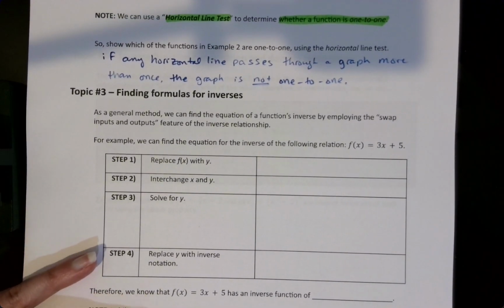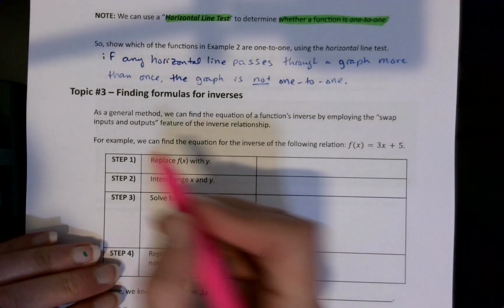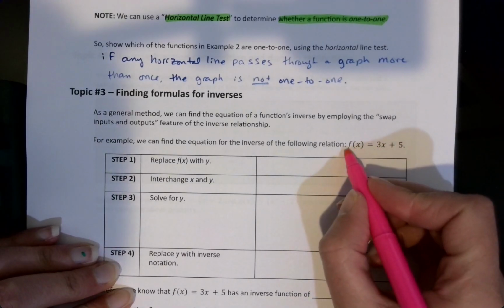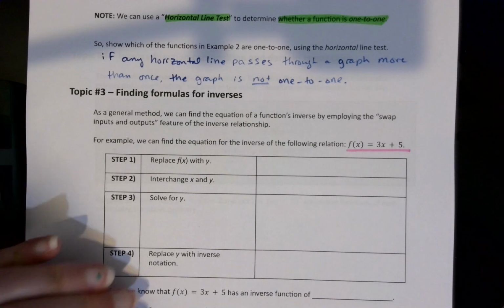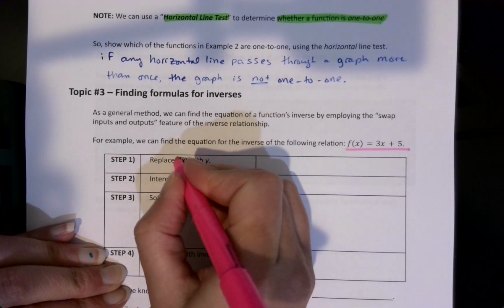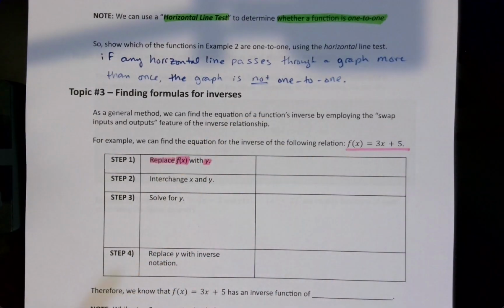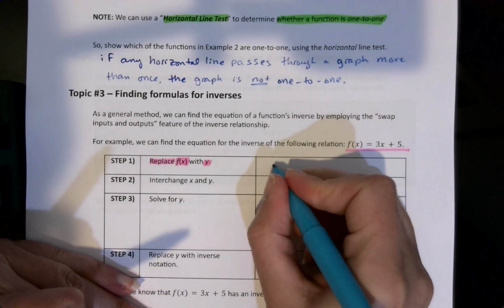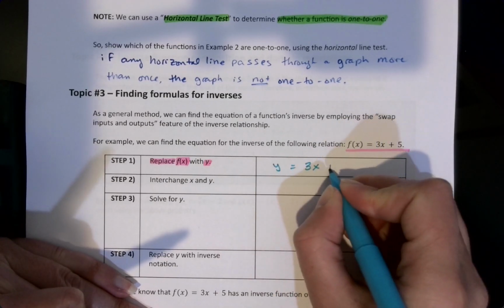All right, topic 3, finding formulas for the inverse. Step 1, we've got ourselves a function here that we're going to be working on: the function f of x equals 3x plus 5. So the first step is to replace f of x with y, just to get us out of that weird function notation into equation notation. So we're going to start with y equals 3x plus 5.